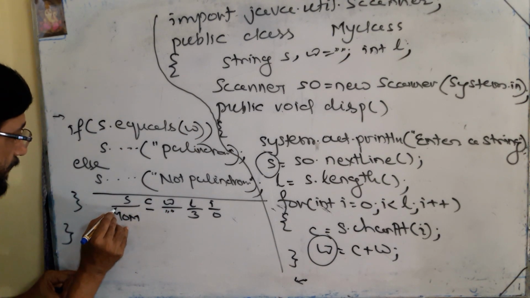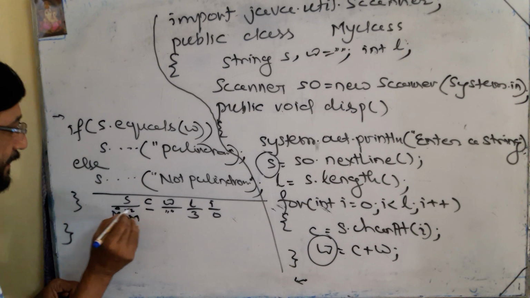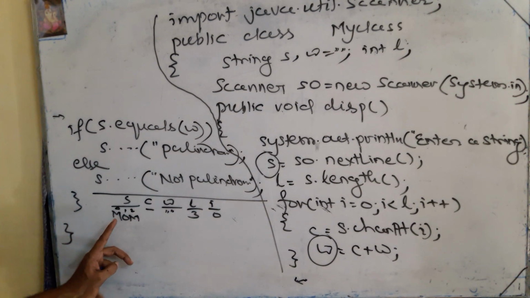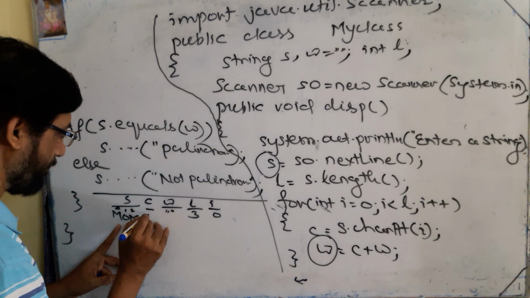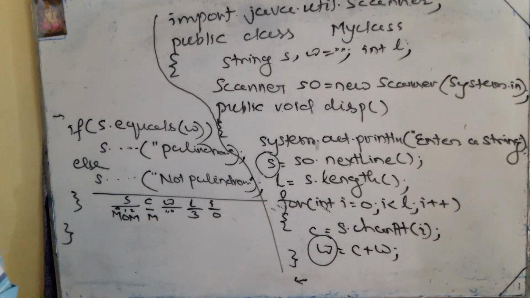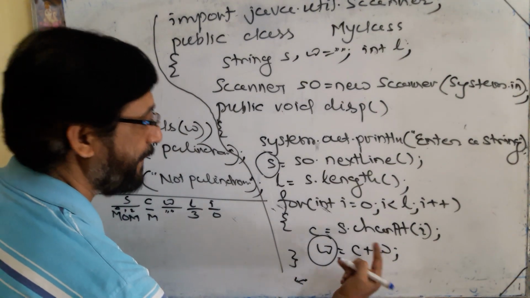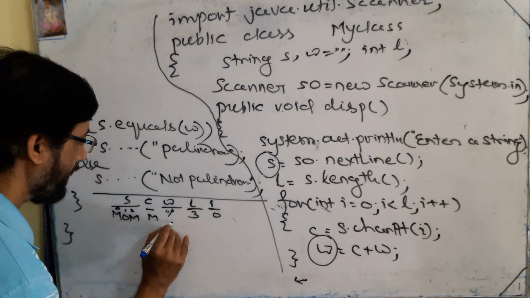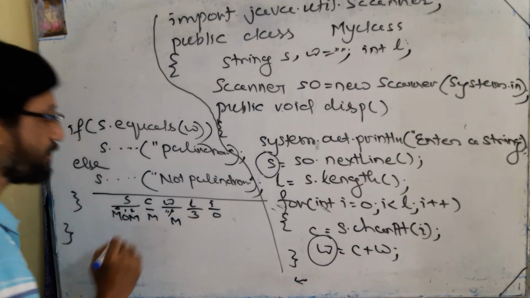So this is index 0, this is index 1, this is the second index. The character at index 0 is m, so the value of c is m. Now w is equal to w plus c. Initially w is null, so c will be concatenated to w, so it is m plus null, m.